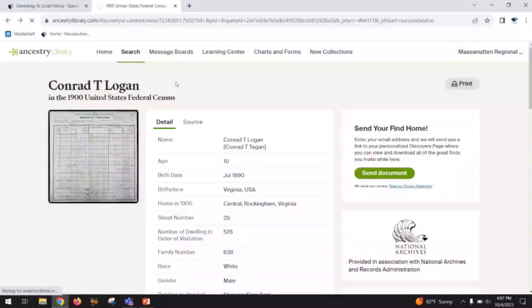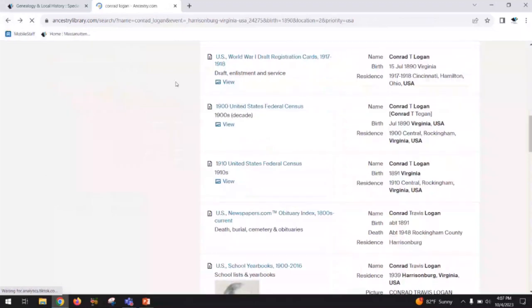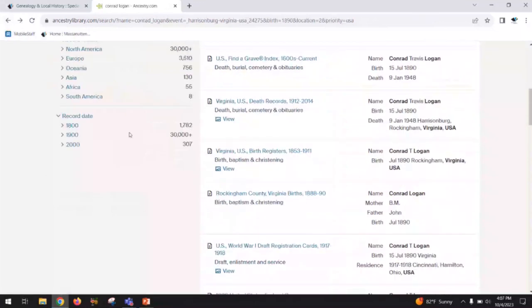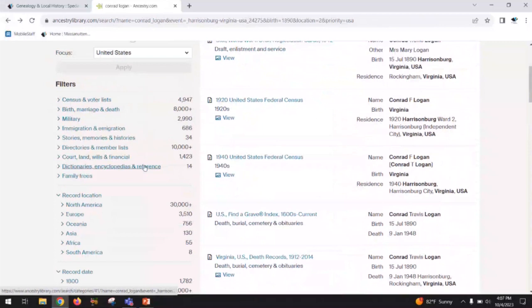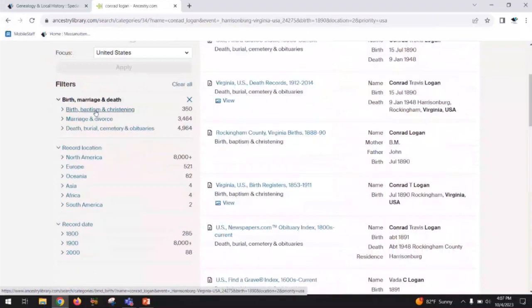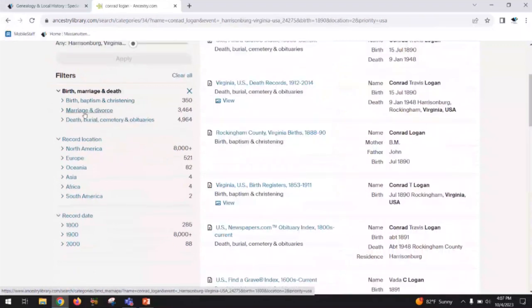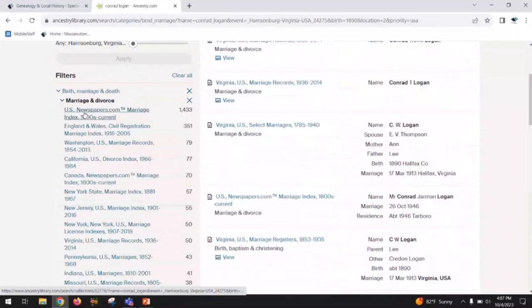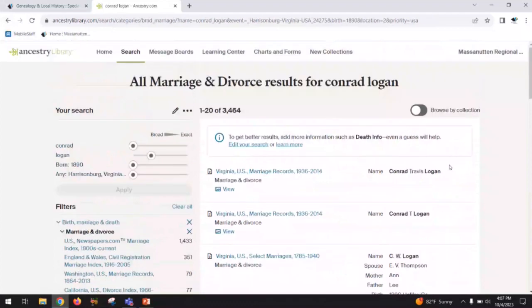All right. So let's go back and try to fill in some missing information here. You'll see that if you go up here, you can filter to different kinds of records. So I'm going to try and figure out information about his marriage. So I'm going to click on birth, marriage, and death. And then I'm going to further narrow it down to marriage and divorce. So let's click on this first record here.